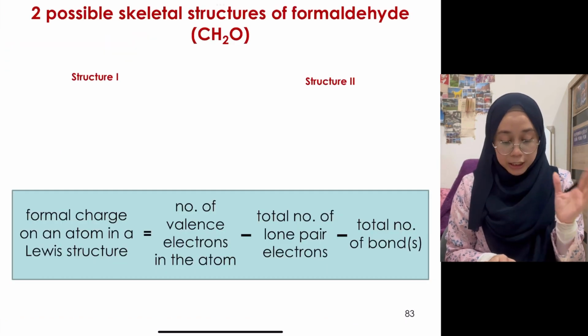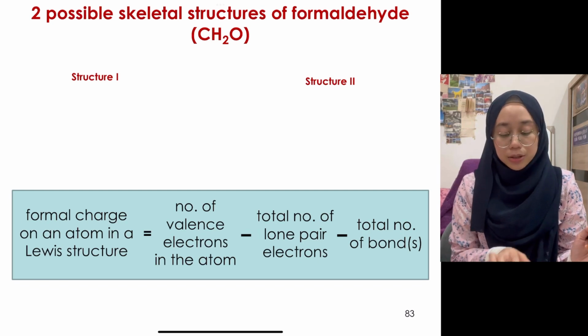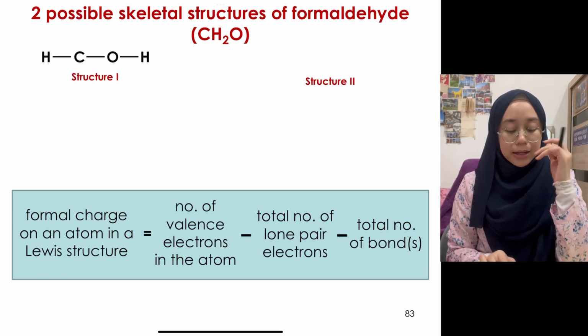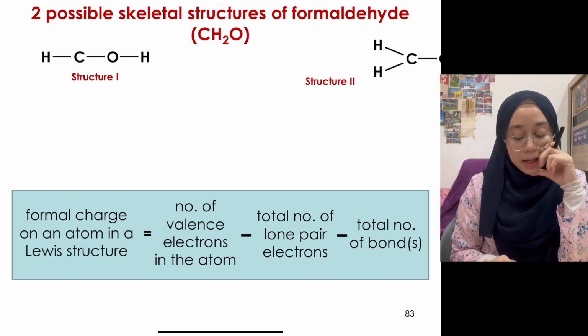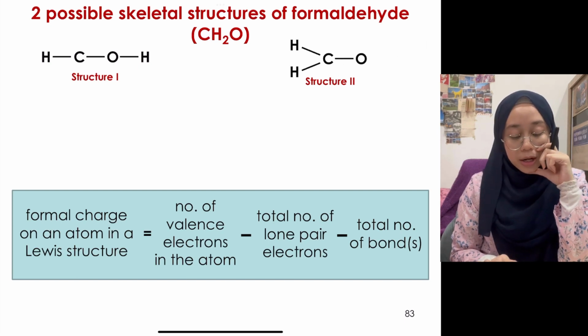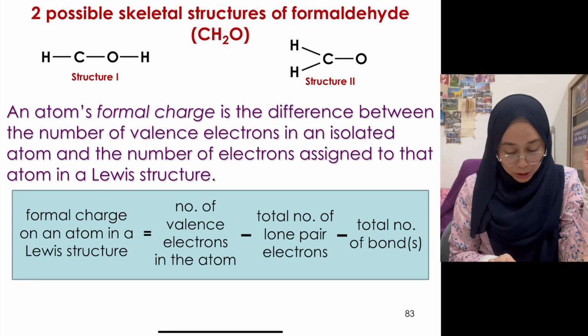Okay, so kita tengok contoh ni. So there are 2 possible skeletal structures for formaldehyde. Okay, so satu adalah structure 1 sebelah kiri ni, and then satu lagi adalah structure 2. Okay, so sebenarnya sekejap, dia ada lone pair sebenarnya ni, mungkin tak nampak. Mungkin lepas ni akan muncul kot.